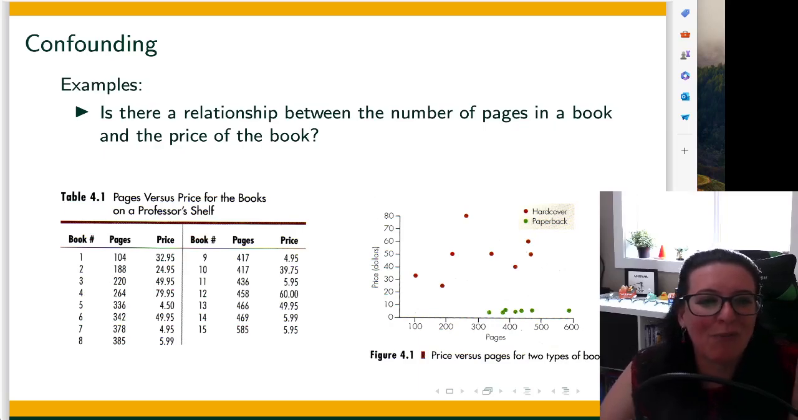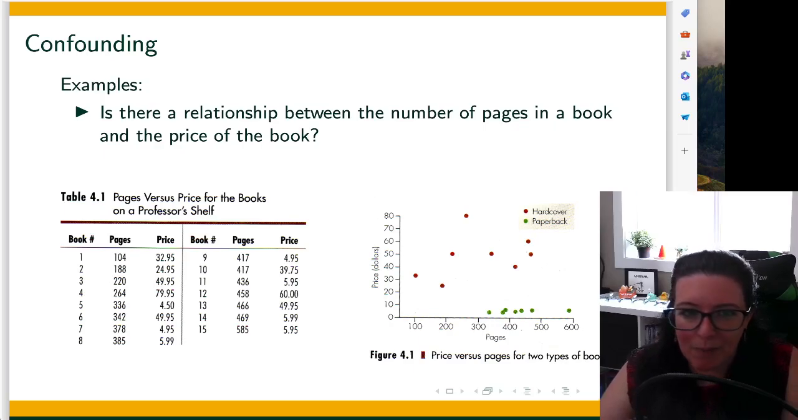So if we look at table 4.1, do we see a relationship? Does price increase with the number of pages? And you can see that looks like there's no relationship. The higher page numbers have low prices, lower page numbers have high prices, but there's also low ones mixed in. So it looks like there's no relationship there. But when we separate out the hardcover and the paperback, then we can see for the paperback, they're all the same price, regardless of the number of pages.